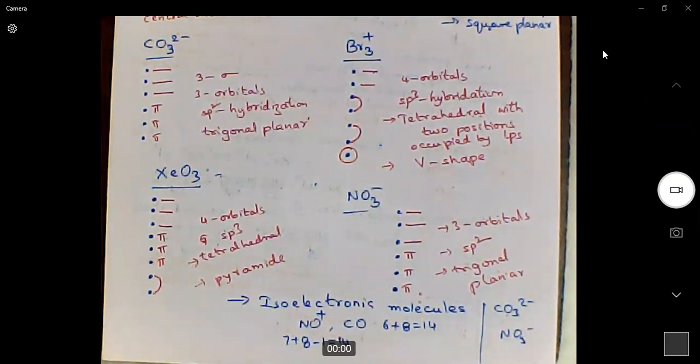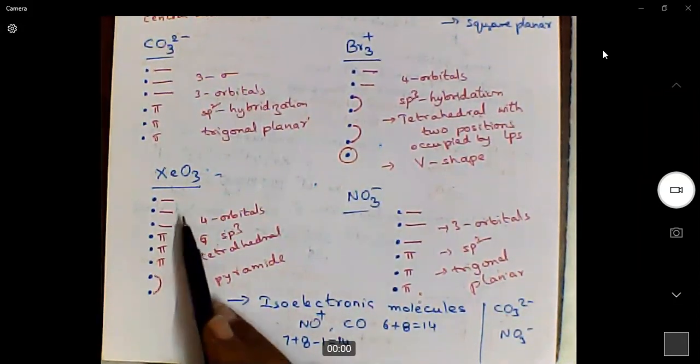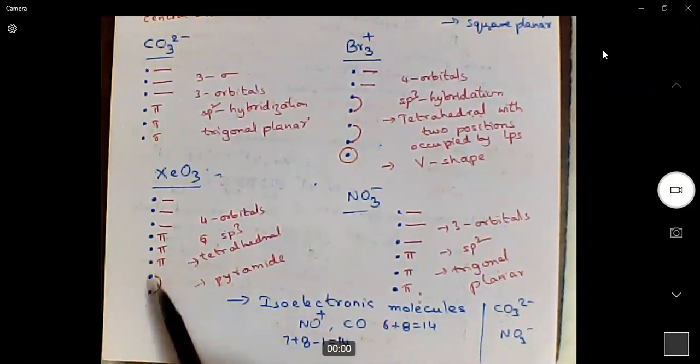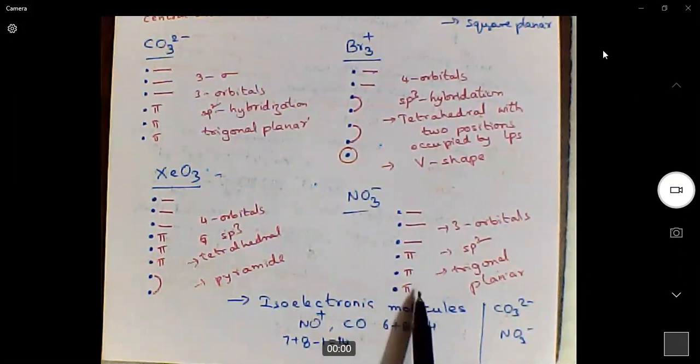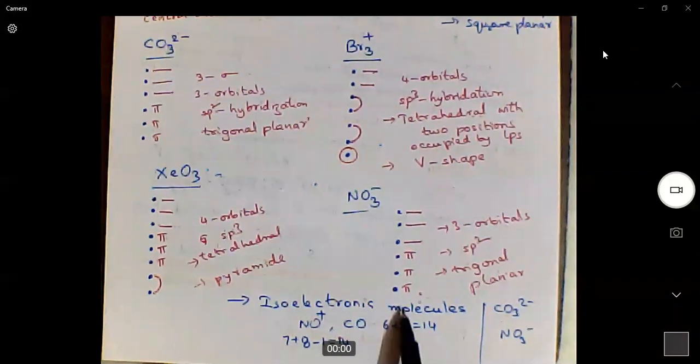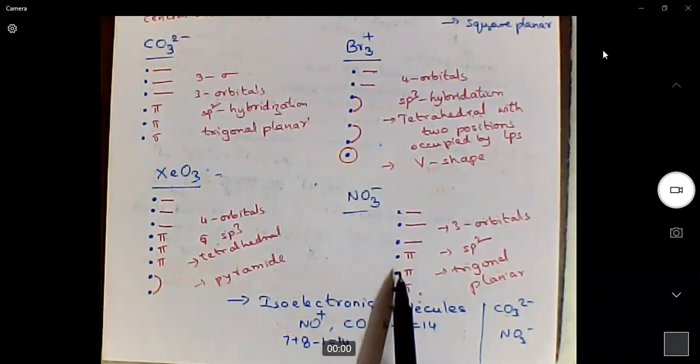Now, for example, XeO3 and NO3 minus, there are 3 sigma bonds, 3 pi bonds. Here also 3 sigma bonds, 3 pi bonds, but in XeO3 there is one additional lone pair. If here also there is one lone pair, then XeO3 and NO3 minus both would be isoelectronic. But now they are not isoelectronic.